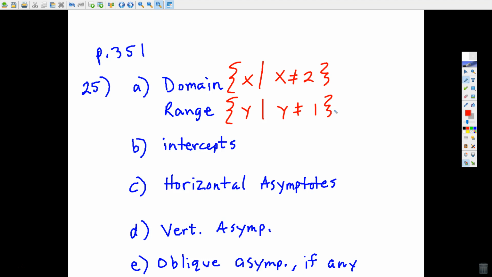Okay, intercepts. We are looking for where this graph is crossing either the x or the y-axis. Do you notice that it's going through the origin? So you could basically say we have an x and a y intercept of 0.